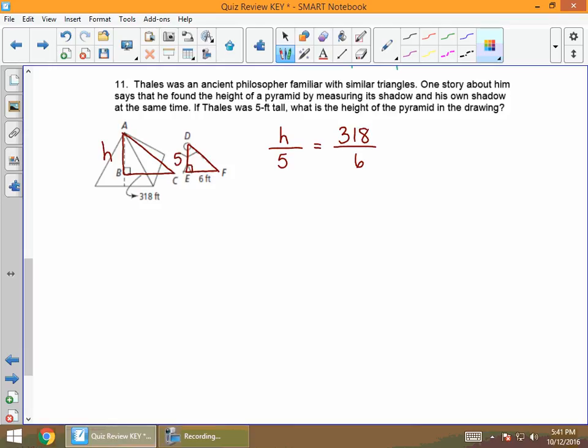And now we just cross multiply one last time. So 6 times H is 6H. And 5 times 318 is 1,590. Divide by 6, and the height is 265. And this does take a measurement, and everything up here is measured in feet. So this measurement will also be feet. So the height of that pyramid will be approximately 265 feet.